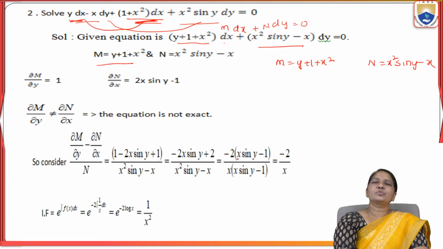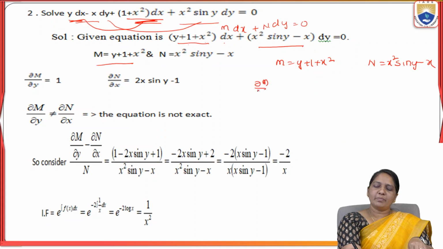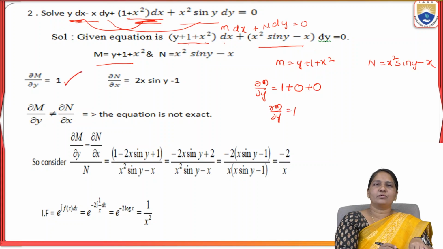Now the same procedure that we followed in the previous problem. First we are going to check dou M by dou y. So dou M by dou y, with respect to y we are doing. So the y derivative is 1, plus 1 is constant, 0, and x square also constant, 0. So here the dou M by dou y value we got is 1.